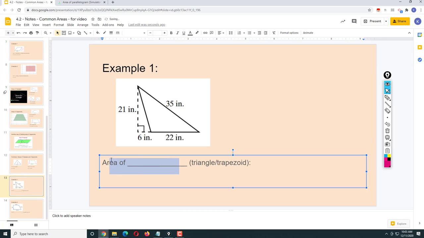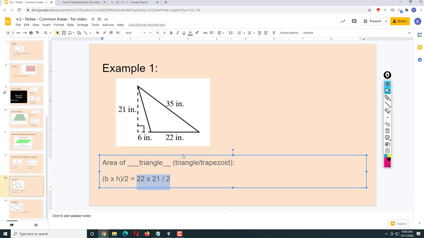So the area of this triangle, they give us a lot of numbers, but we don't have to use all of them. This is just base times height divided by 2. The base is 22. The height is 21 divided by 2. Just put this in the calculator, and we get 231. And really it should be 22 inches times 21 inches, so the area will be 231 inches squared.